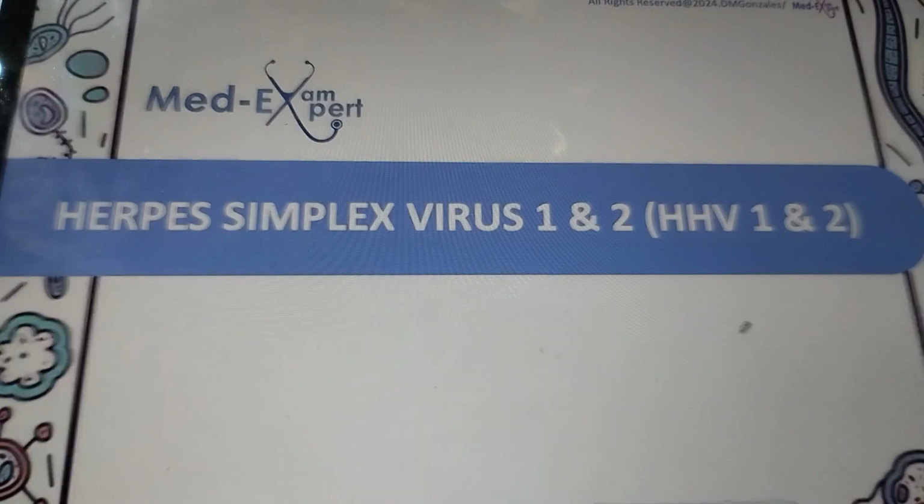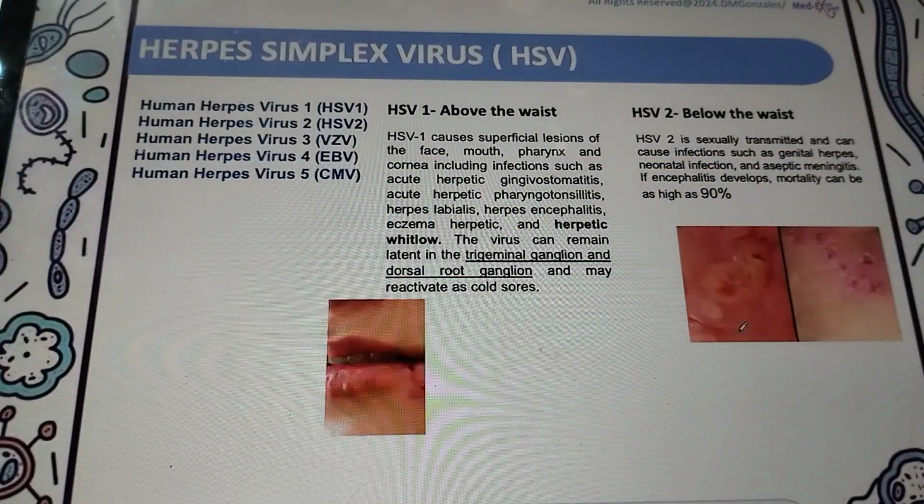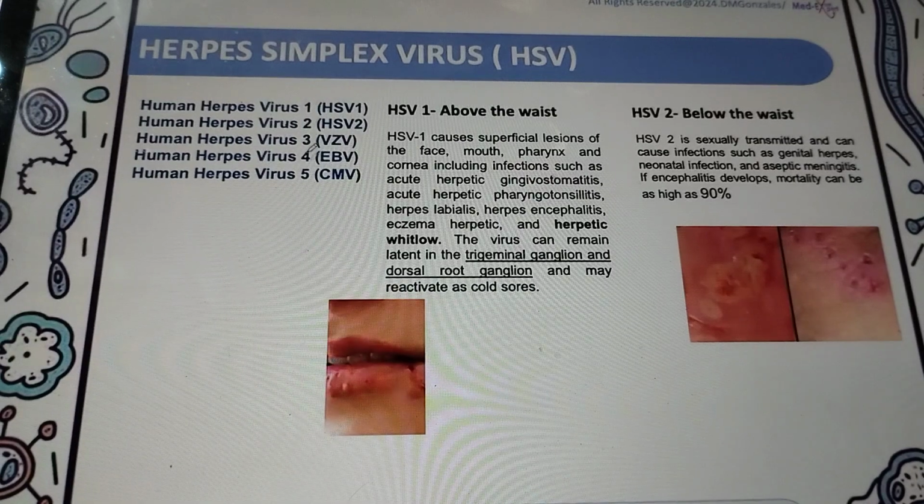So this is the one that causes your HSV. These are the significant viruses: HSV 1, 2, 3, EBV, and 5. And remember the 8 for your Kaposi sarcoma. Okay? So HSV1, we all know, is the one that causes your oral herpes, and HSV2 is the one that causes your genital herpes. So this one is the oral and this one is the genital.